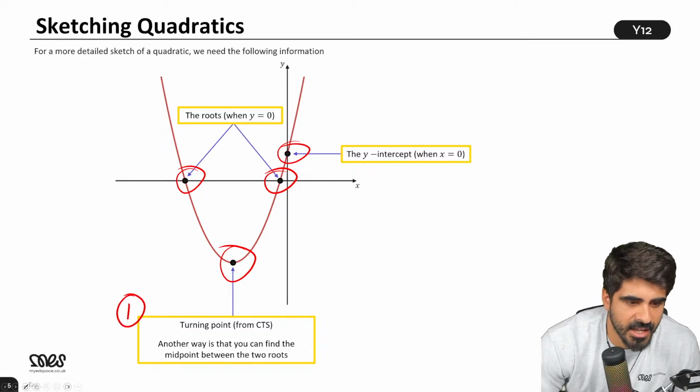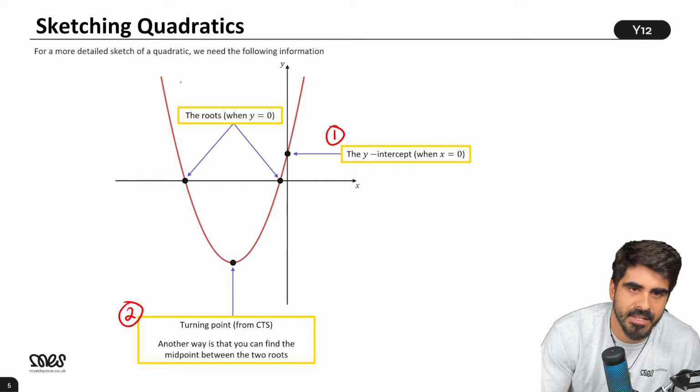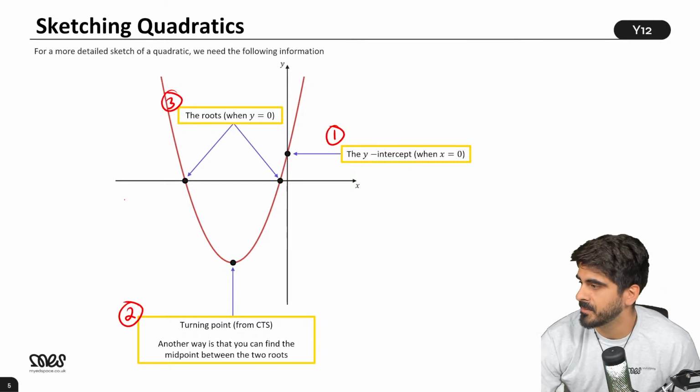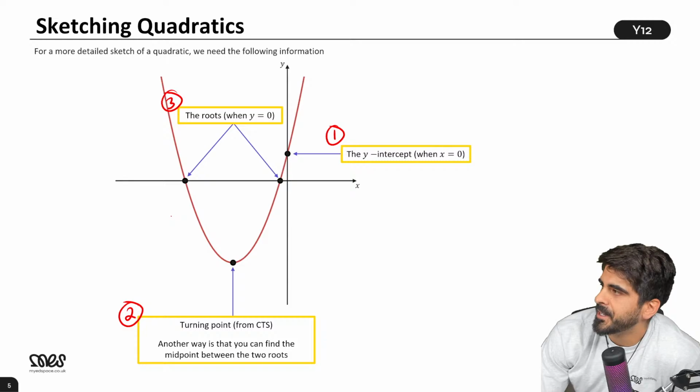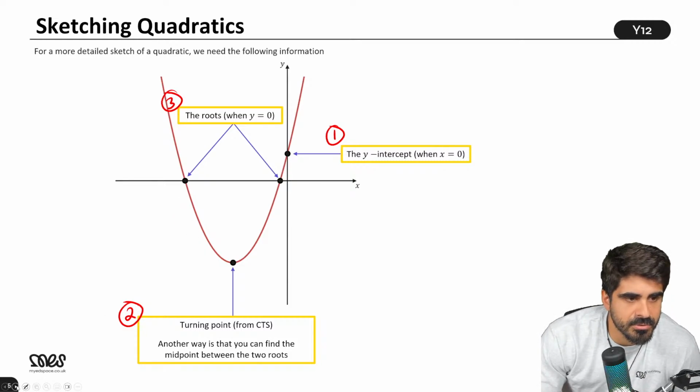Actually, no. I actually like finding the y-intercept first, because usually it's going to be expanded. So we do that, then this, then the roots. Yeah. Generally speaking, I think this is the nicest way of doing things.